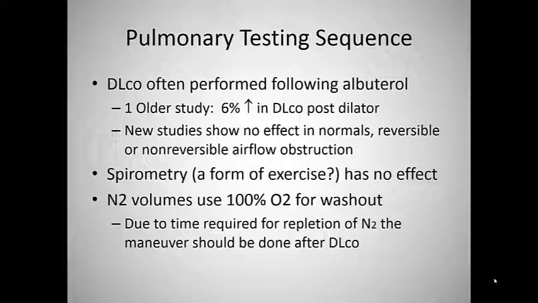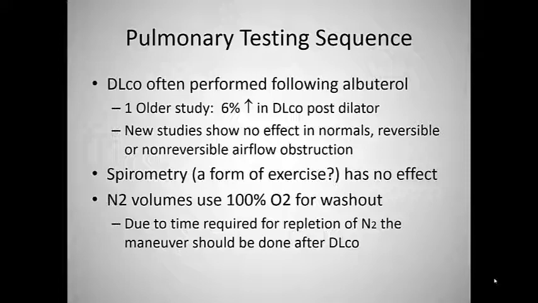Let's talk about the sequence. Diffusion is often performed following albuterol. There's always an argument: if you do diffusion after you give the bronchodilator, will that affect the value? Will the diffusion be higher or lower? There was a study about 30 years ago that said if you do your diffusion after you give your bronchodilator, there's a 6% increase in diffusion. There have been several new studies now that show there's no effect in normals at all, or in reversible or non-reversible airflow obstruction. So whether you give the bronchodilator first or last, it doesn't really matter.